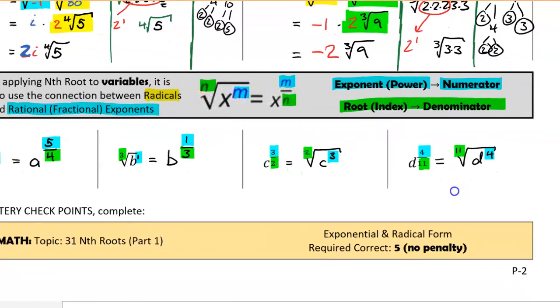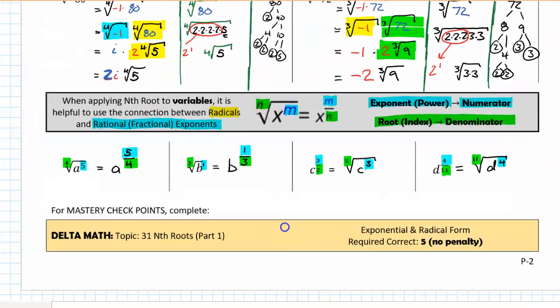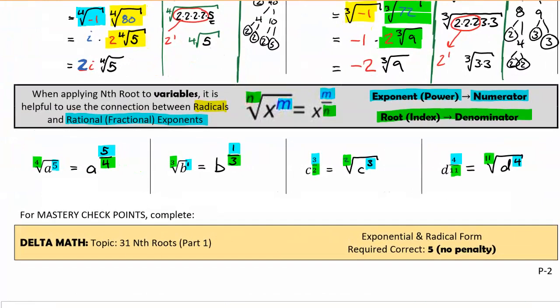Okay, pause the video for a minute and go do your Delta Math for today. Go ahead and try exponential and radical form, converting back and forth between these, just very similar to these 4. Go ahead and try those, and then let's go flip to the back side of these notes.